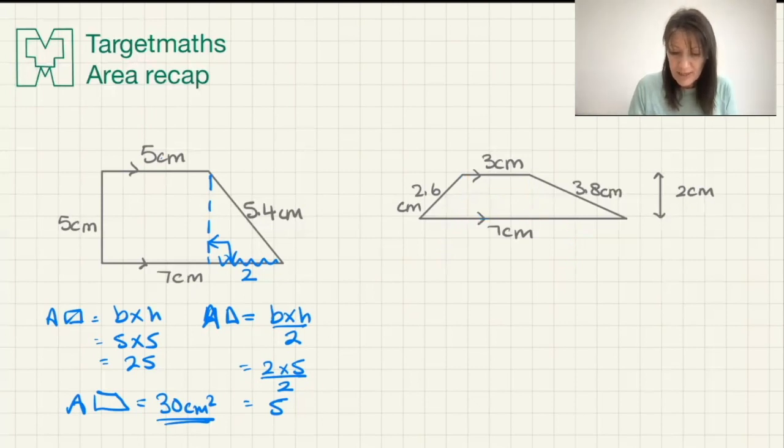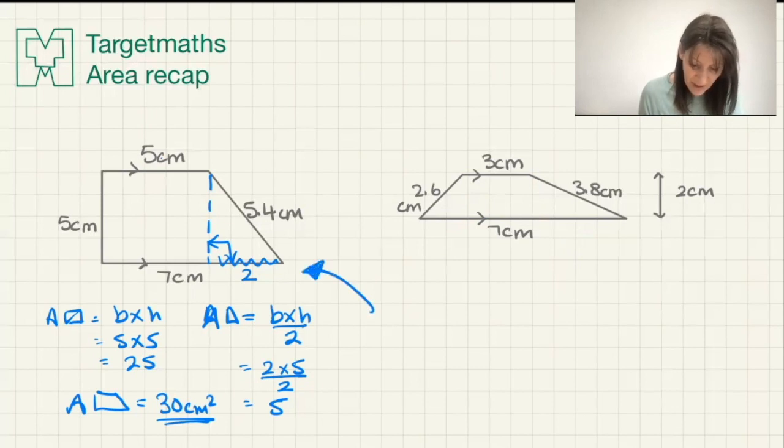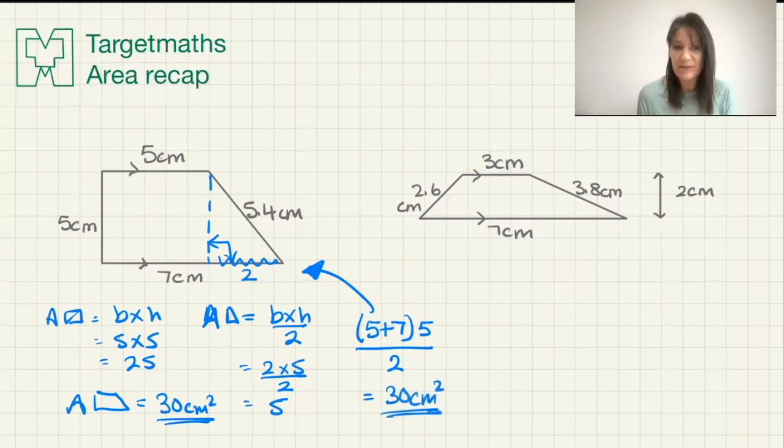What I'm going to do is I'm going to do the formula on both. And I want you to watch how I use the numbers from the diagrams, okay? So if I'm going to do the formula for this first one, I would do 5 plus 7. I times that through by 5. So I'm just squashing it in. 5 plus 7 is 12. 12 fives are 60. And 60 divided by 2 is 30. Exact same answer, which is obviously what we would expect.